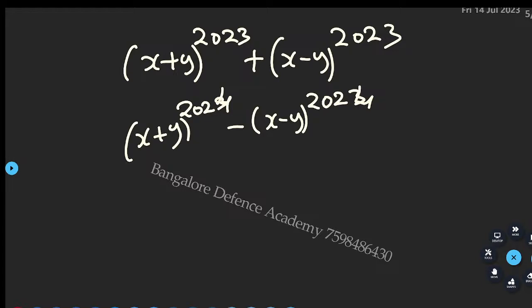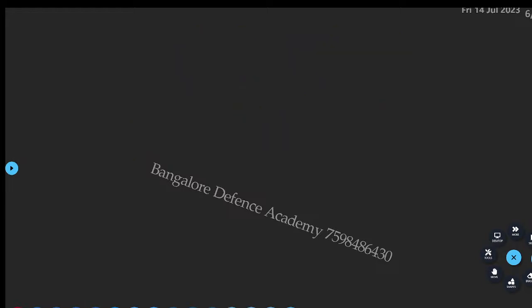Yeah, easy to remember this now. Okay, quickly tell me. Question number 1. Don't solve. 2x minus 3y to the power of 9. How many terms will be there? How many terms? 10 terms. Okay.